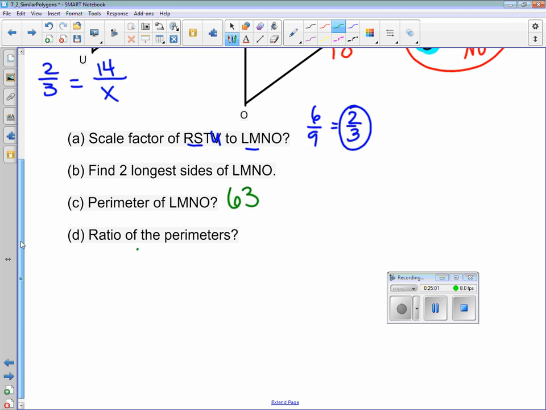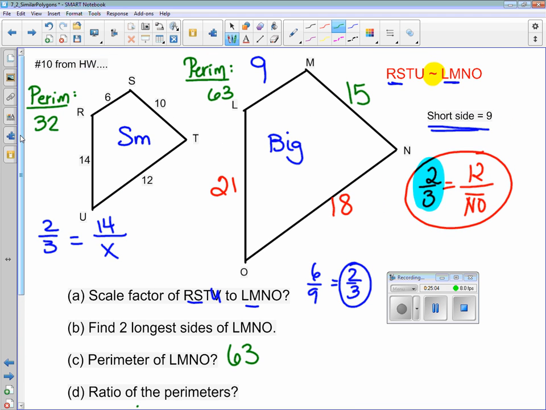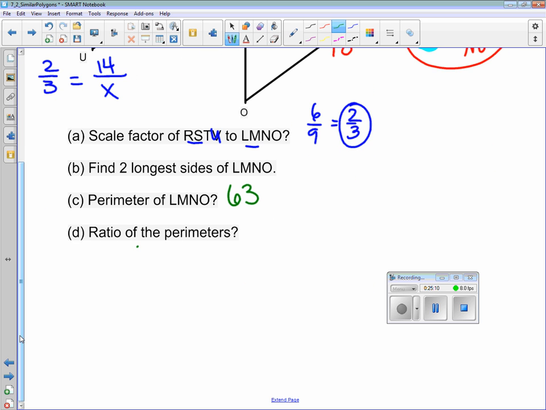Did I add wrong? Whoa, whoa, whoa. This is 42. I apologize. Thank you. I wrote it wrong. 42. All right, so the ratio of the perimeters is 42 to 63. Guess what? Does that reduce? It does. What does it reduce to? 2/3. You think that's a coincidence?